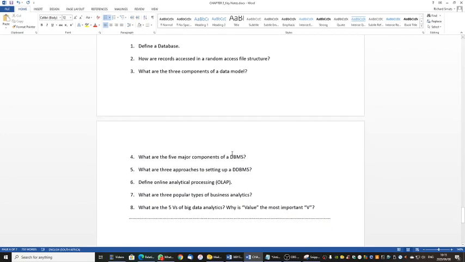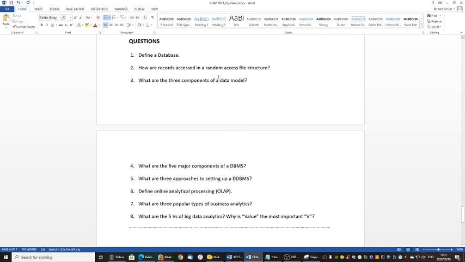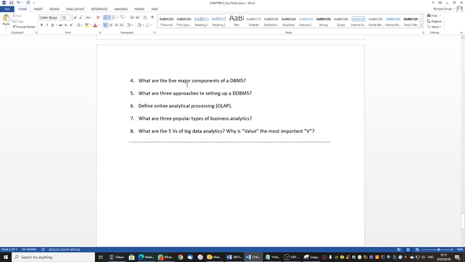There are some questions here which are for you guys. We have posted the questions on Blackboard and on WhatsApp. I'm not going to waste too much time here. They are in the text. What is the definition? How are records accessed in a random access file structure? They don't have to go through a list. They can access them all at once. What are the three components of a data model? Well, that answer is up ahead. What are the 5 major components of a DBMS? Answer, up ahead.